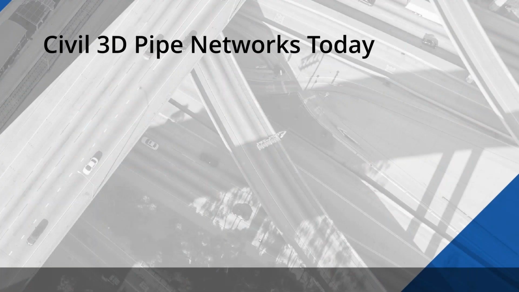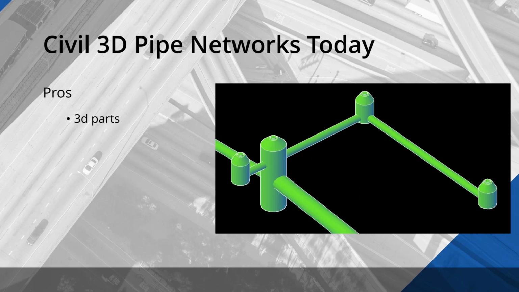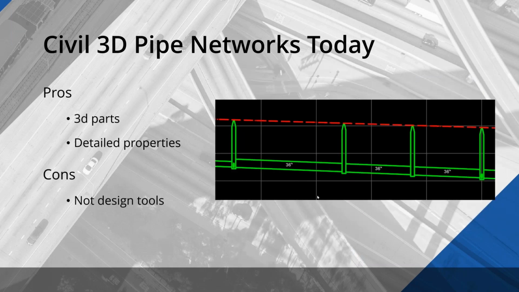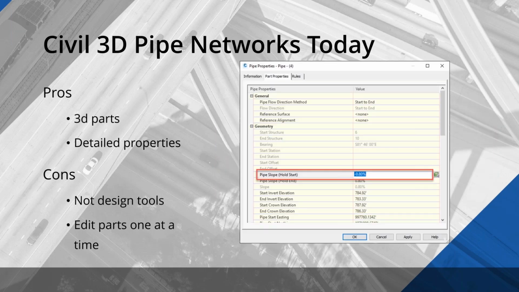Now I want to start with what Civil 3D pipe networks are like today. What are some pros? We work with nice 3D parts. We have detailed properties in these things, and it allows us to tabulate this stuff and work with all sorts of different properties, right? It's not just polylines and blocks. What are some of the cons, though, is that we don't have tools that allow us to really work with pipe networks in a design type workflow. We end up having to edit parts one at a time.